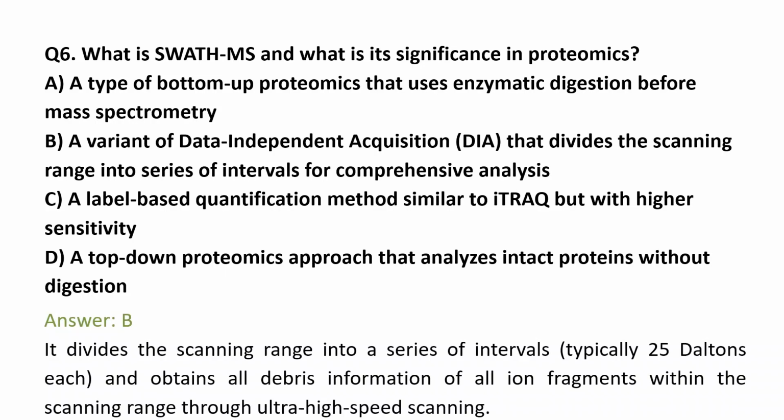The answer is B, a variant of data independent acquisition that divides the scanning range into a series of intervals for comprehensive analysis. It divides the scanning range into a series of intervals, typically 25 daltons each, and obtains all information of all ions or fragments within the scanning range through ultra speed scanning.